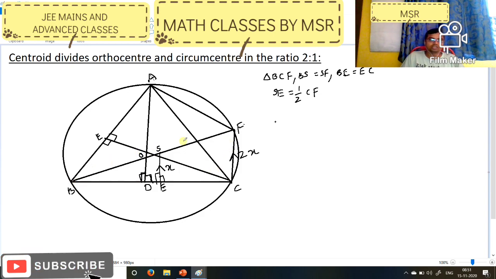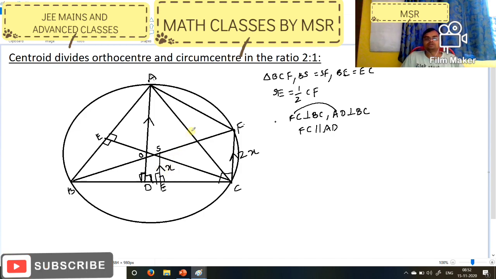Now we know that this is a diameter, this is a circle. Angle in a semicircle is 90 degrees. Now if you observe here, FC is perpendicular to BC and AD is perpendicular to BC. When both lines are perpendicular to the same line BC, we can say that these two are parallel. FC is parallel to AD, since both are perpendicular to the same line.